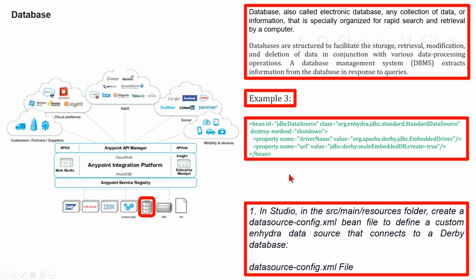Here the step 1, in Studio, in the src/main/resources folder, create a data source-config.xml bean file to define a custom data source that connects to a Derby database. Here you can see the data source-config.xml file contents.